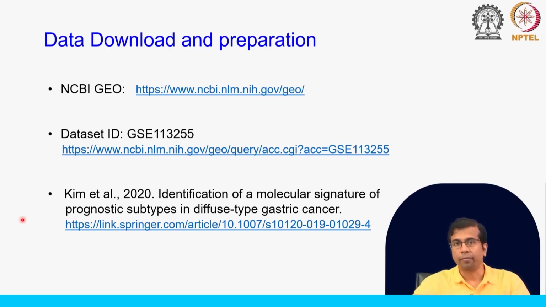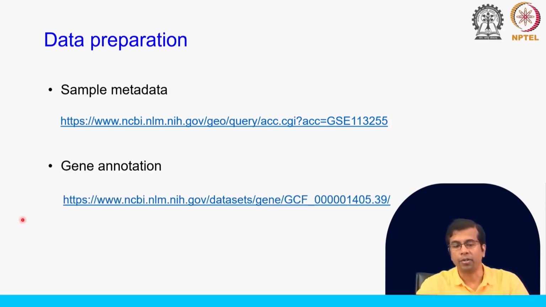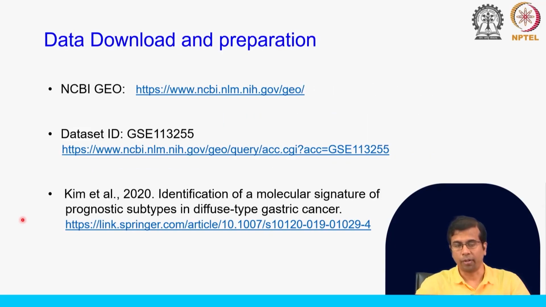For the data we need to get the metadata, so we have to have the data preparation. We also have the metadata which will describe what you have in there. And we also need to know the gene annotation, which gene ID, gene number, etc. So, let us first look into the R package, and then we will look into the data.